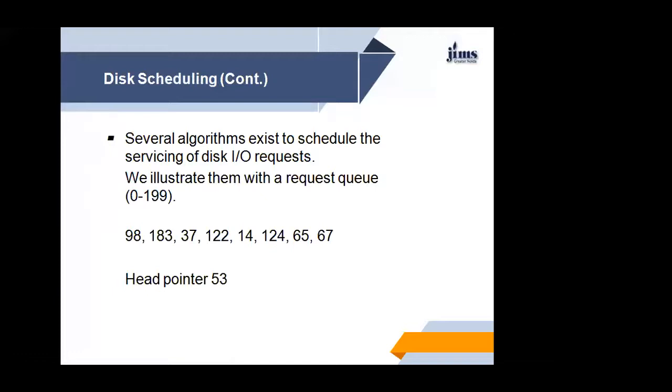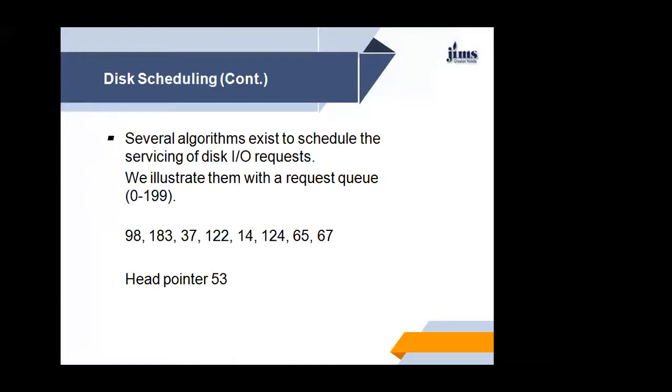Now, before going to this particular example, we should also know that when a process needs input output to or from the disk, it issues a system call to the operating system. The request specifies several pieces of information: whether the operation is input or output, what the disk address for the transfer is, what the memory address for the transfer is, and what the number of bytes to be transferred is.